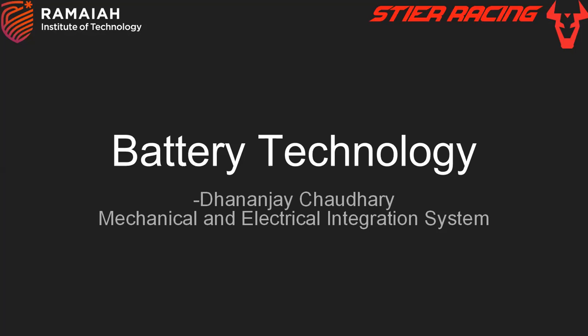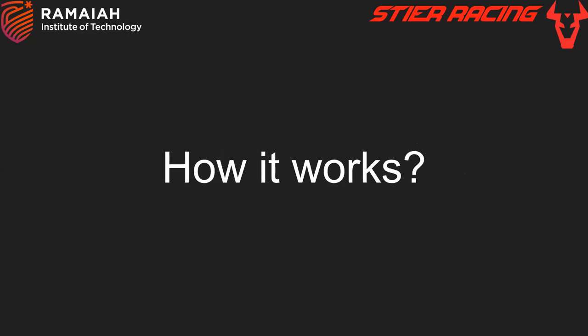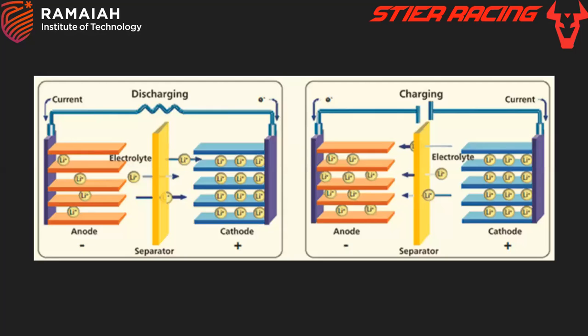Today we'll be talking about battery technology, which battery technology we use in our car, and how it works. I won't go into the basic electrochemistry of it. Basically, a battery has three parts: anode, cathode, and a separator. In a typical lithium-ion battery, this separator allows lithium ions to pass through it, but it doesn't allow electrons to pass through it.